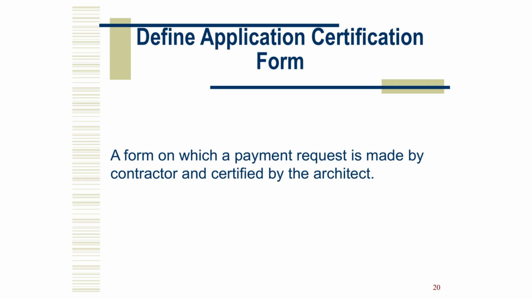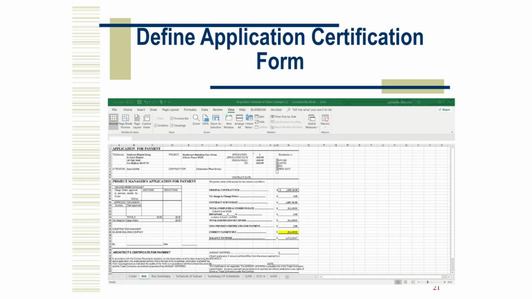The application for payment is the formal document used to request payment for work completed. The contractor prepares and submits it, and the architect reviews and certifies it before the owner issues payment. This is the top sheet, the formal request by the contractor and the certification by the architect. Numbers here must tie to the continuation sheet and the approved SOV.